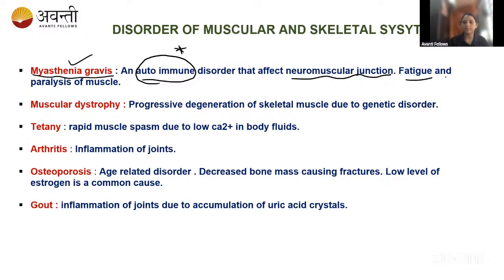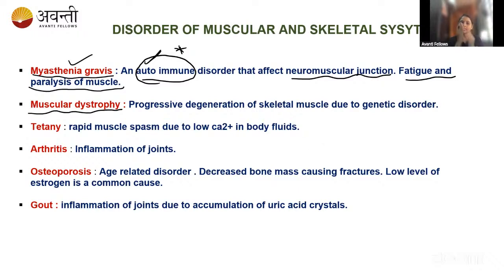The main symptoms are fatigue and paralysis of the muscle, because the muscle is not getting any message from the central nervous system, meaning the calcium is not released, and obviously the muscle is not going to move. This is called paralysis of the muscle. Mainly it is due to an autoimmune reaction, where our own immune system attacks the neuromuscular junction.